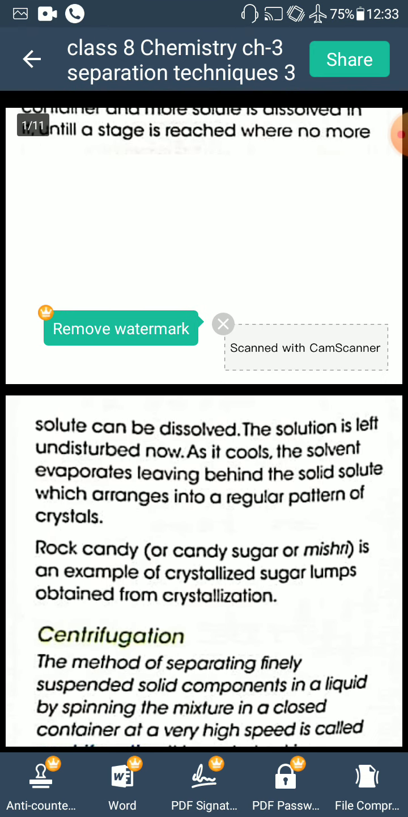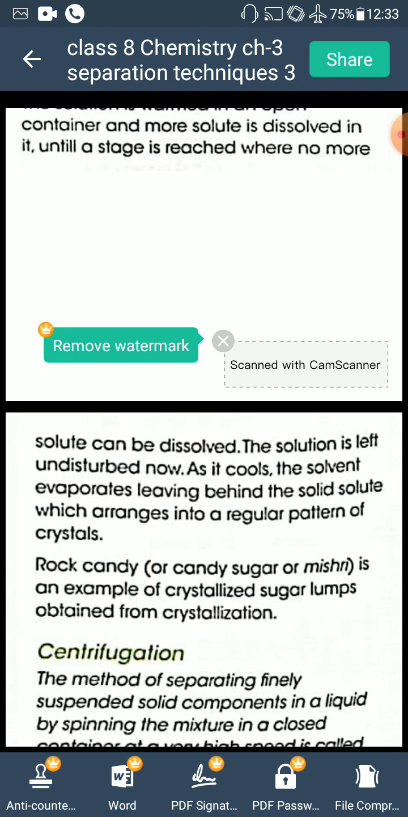Example of crystallization: rock candy, or candy sugar, or misri, is an example of a crystallized sugar lump obtained from crystallization.